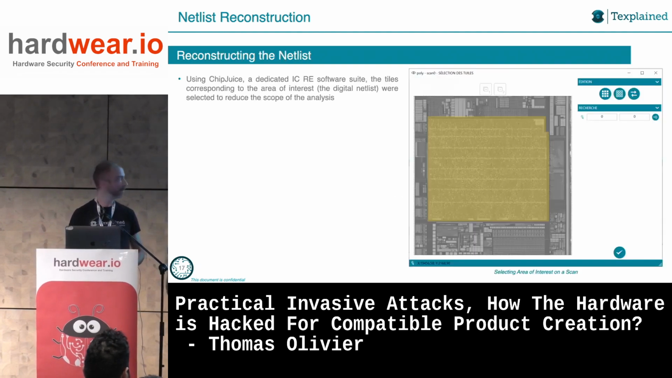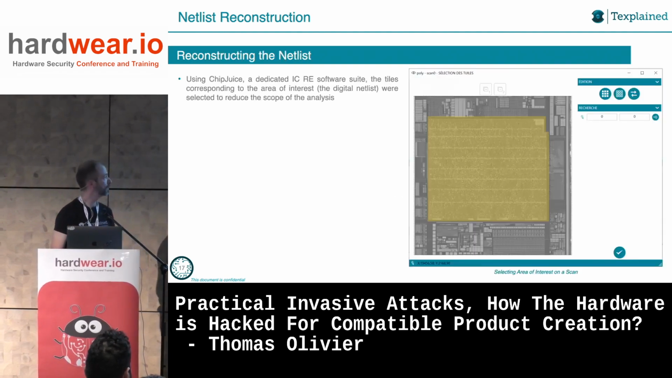From the pictures, we've been using software called ChipJuice. It's been developed by Texplained directly. And with ChipJuice, you can basically select an area of interest for each of your scans, right, in the SEM. So a scan for this chip was about 15,000 pictures per layer, to give you an idea.